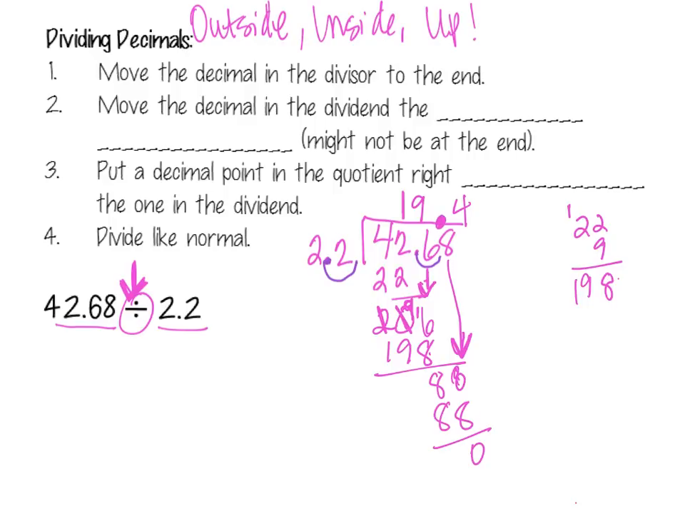Okay, outside, inside, up. Move the decimal in the dividend to the right. Might not be at the end. Put a decimal point in the quotient right above the one in the dividend. Okay, then what does it say? Divide like normal. Okay, so that takes care of this page. So we've done the front with the fractions and the back with this one.